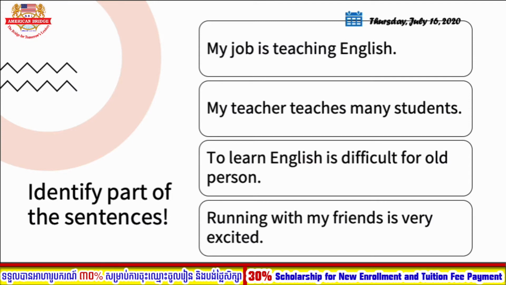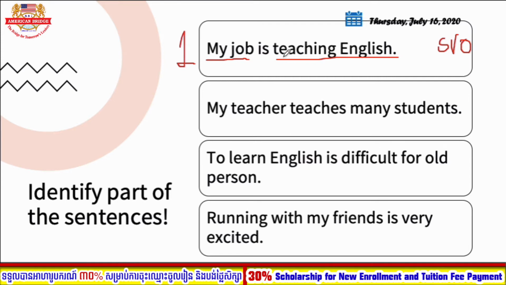So let's start with the first sentence. My job is teaching English. First of all, we need to find the subject. So my job, sure, it is the subject. And after the verb to be, or the linking verb, we have teaching English. Generally, English follows the structure SVO, which means subject, verb, and object. But in this situation, is teaching English the object of the sentence, or is it a complement?